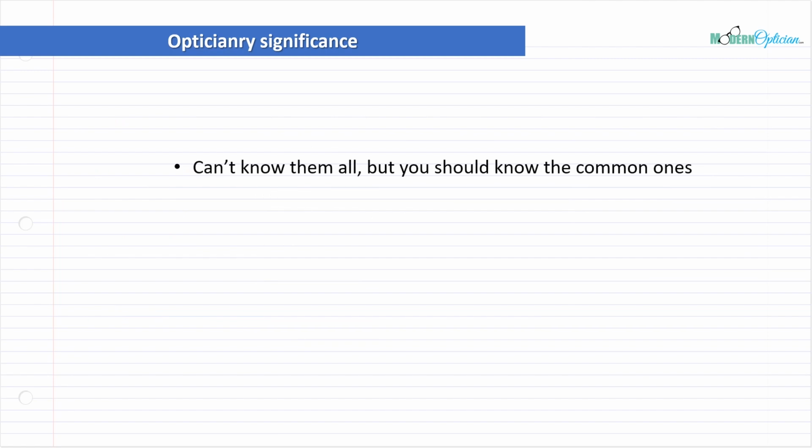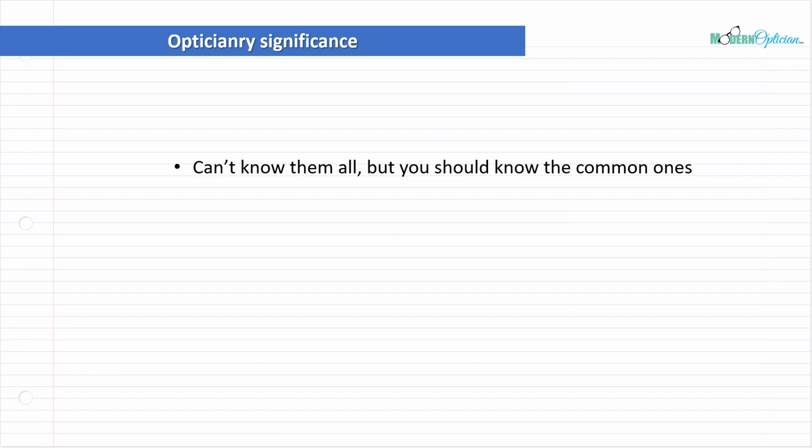So, what's the significance? Well, like I alluded to, you can't know them all, but you should know the common ones. And I think we've done a good job between the last few lectures and this one, understanding most of what is going to be coming in through your doors. We've probably missed a few, because there are rare things that could happen that we can't necessarily go through all of them. However, these are the main ones.